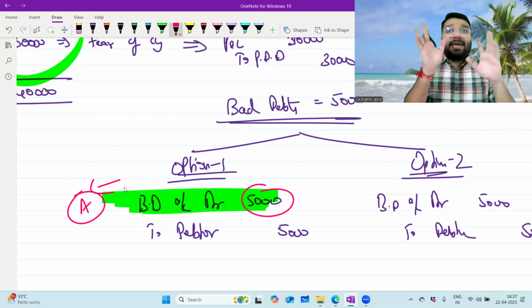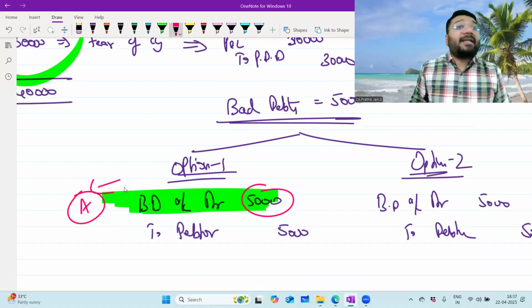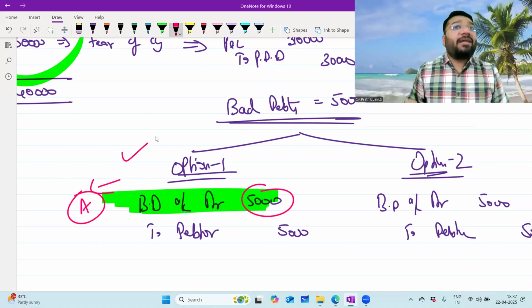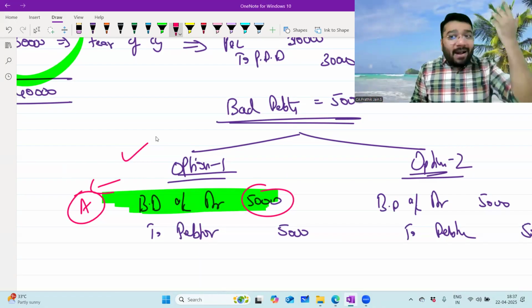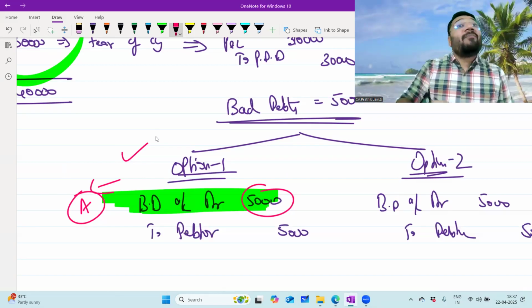So one, you can make this assumption. In the exam, X, Y, A and all, they will not give you. You have to assume which method to go. Both methods are applicable. In Schedule 3, we went with option 1 only. In Schedule 3, whatever bad debt came, you assume everything is new bad debt and transfer it directly to P&L.